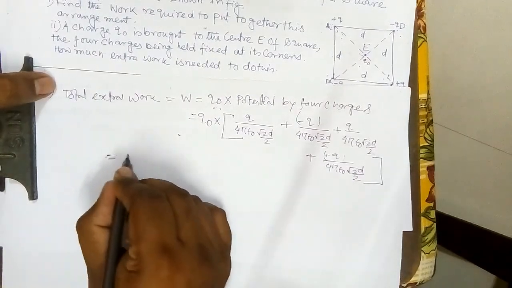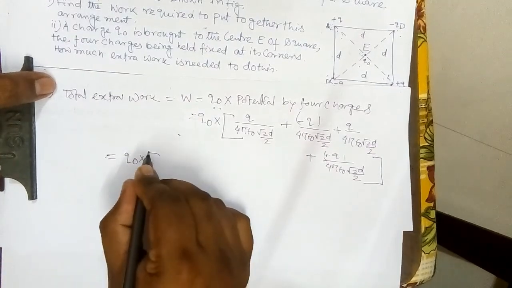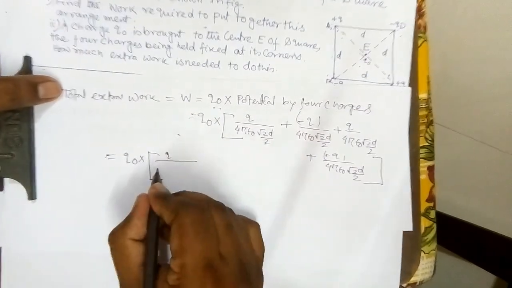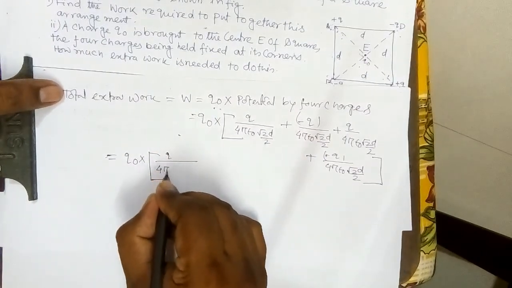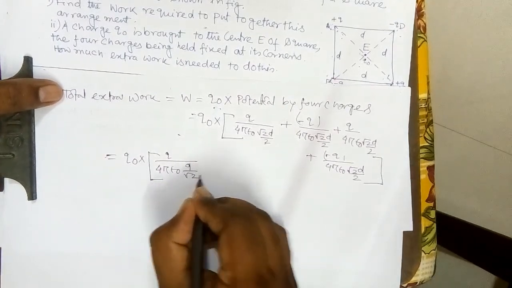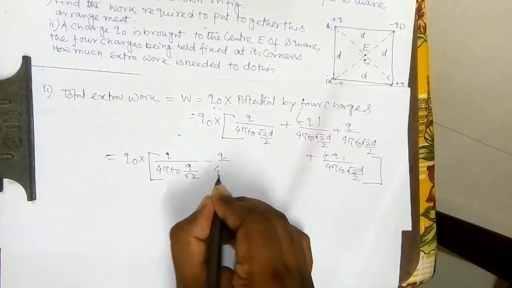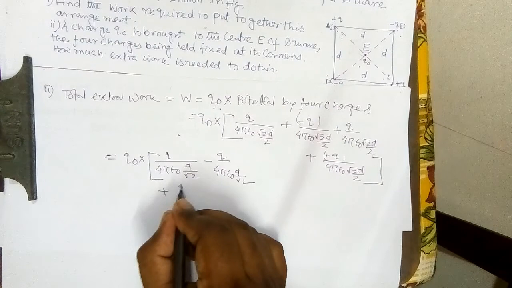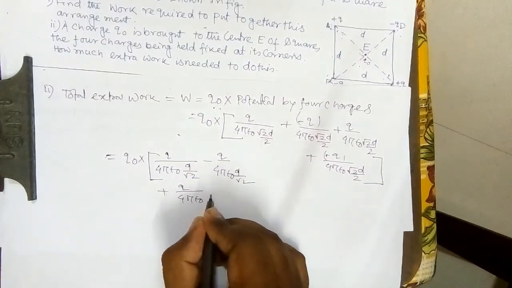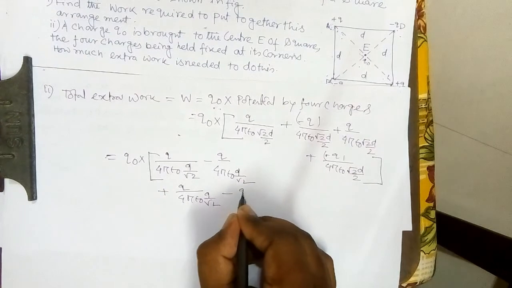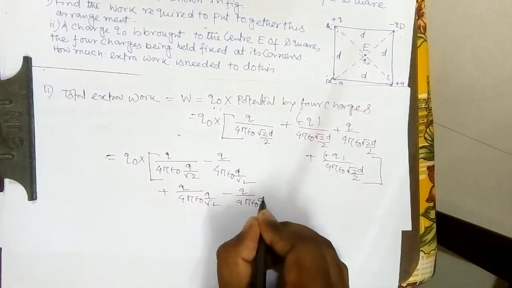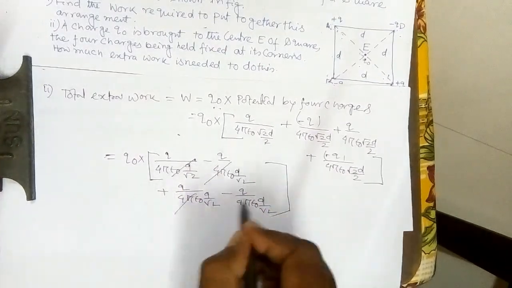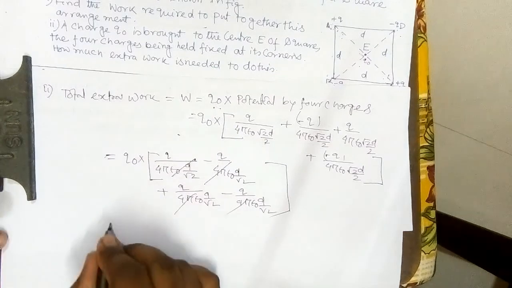If you arrange it, by seeing it you have already understood what the answer will be. So it is Q by root 2 by 2, so it is d by root 2, 4 pi epsilon naught d by root 2, minus Q by 4 pi epsilon naught d by root 2, plus Q by 4 pi epsilon naught d by root 2 minus Q by 4 pi epsilon naught d by root 2. All the things will be cancelled out.